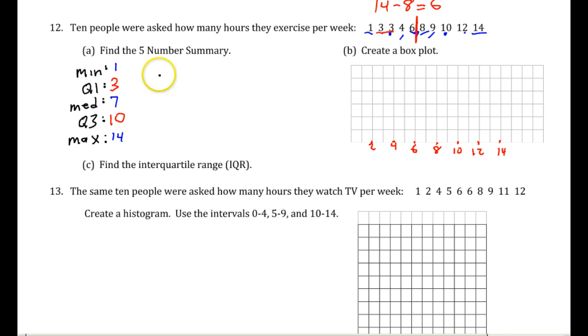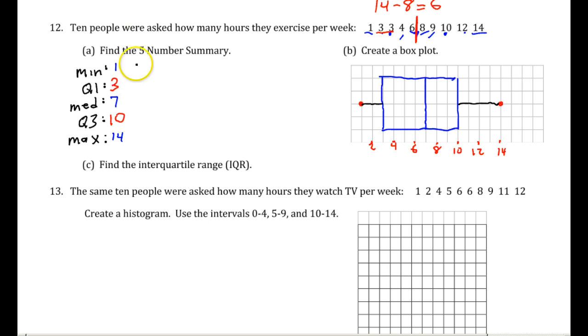Okay, so our min is at 1. Okay, that's a dot. Our max is at 14. That's a dot. Our Q1 is at 3. Our median is at 7. And our Q3 is at 10. So that's the box. And then just connect them. Like that.